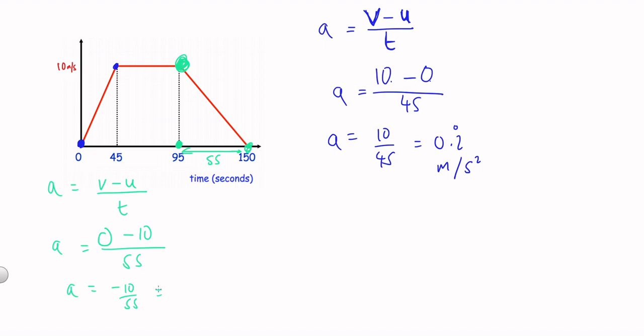I can show that as a decimal now. I get negative 0.18. The 18 part is recurring. That's acceleration, that's meters per second per second. Right, now I'm going to explain to you why it's meters per second per second. If you think about the formula, just do it here.